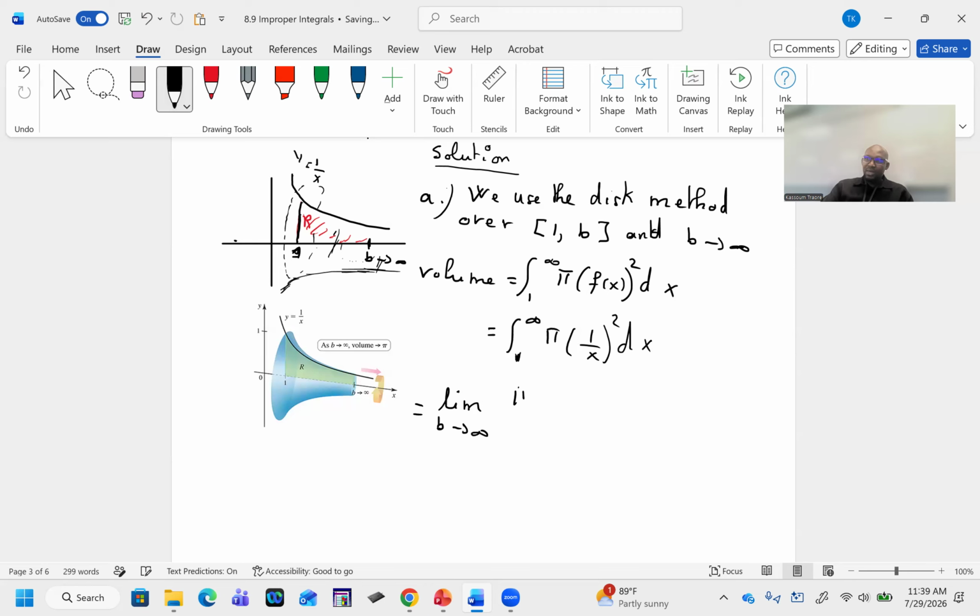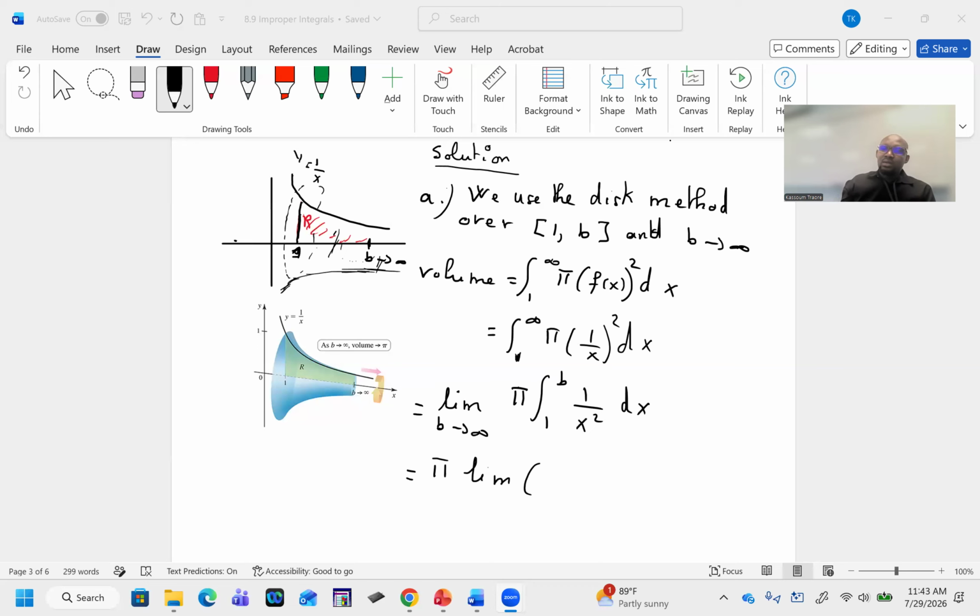pi is a constant, so we can take pi out, right? Pi can be in front of or behind a limit because it's a constant. 1 to b, 1 divided by x squared dx, which will give me pi, the limit, the antiderivative of 1 divided by x squared, which is negative 1 divided by x.